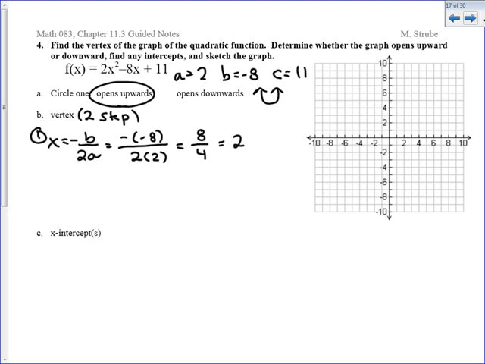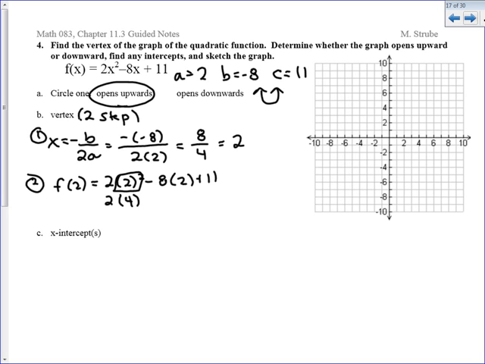And then the second step is to substitute that back in for x. So we're looking for f of 2. It's 2 times 2 squared minus 8 times 2 plus 11. Order of operations, make sure you square first.